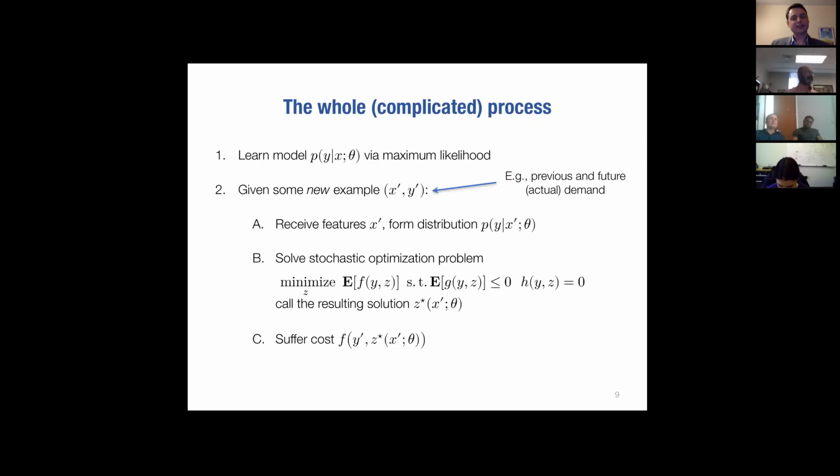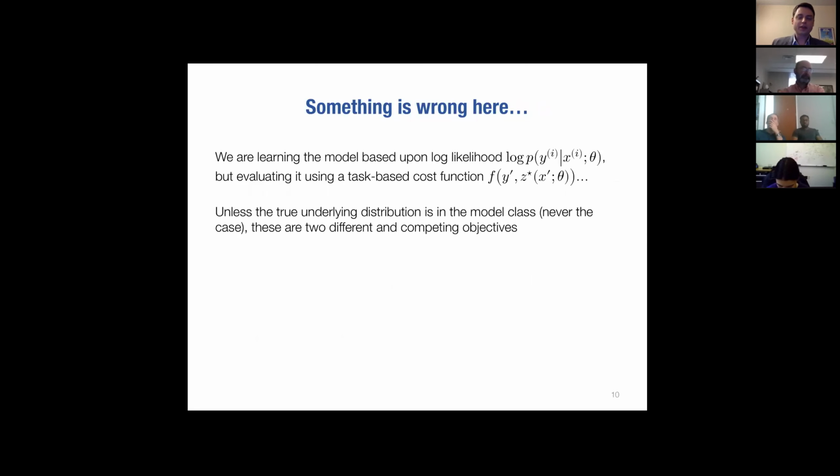All right. Okay, so I would argue that there's something wrong here. What I argue is wrong is that we're learning the model based upon maximizing log likelihood, right? That's our machine learning way of learning a model. But we're evaluating it using a task-based cost function. So our ultimate thing that we're trying to really optimize here is the cost that we get when we actually use this model to generate predictions or generate plans. Yet we're building this model not with that in mind, but purely based upon the likelihood of what may or may not happen.